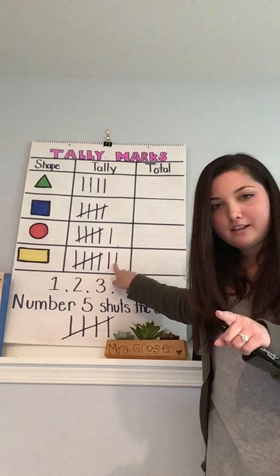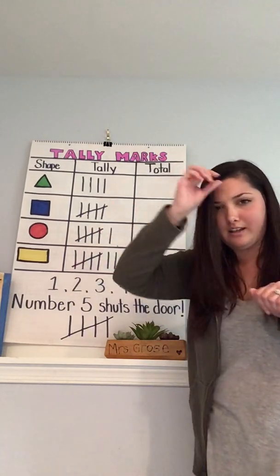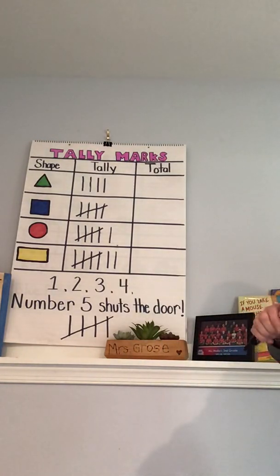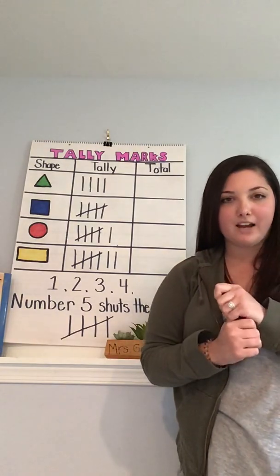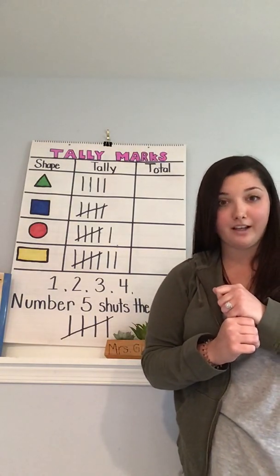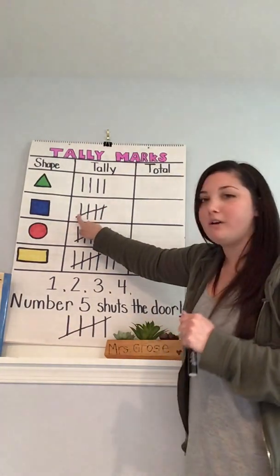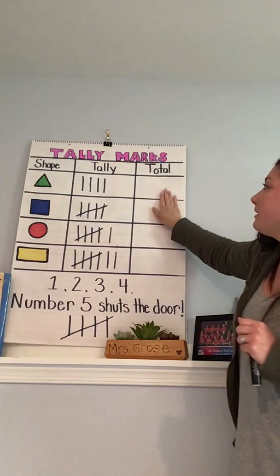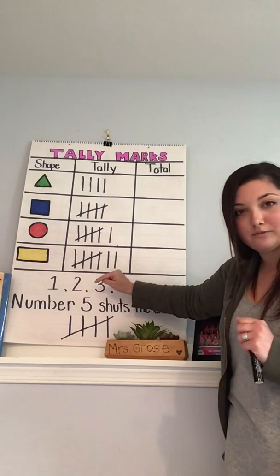Now I also want you to think, why do we use tallies? And why do we stop at 5? Why do you think we would do that? All right, so we use tallies and we stop them at 5 because it helps with our skip counting. If you see that there's a line going across, you already know that's going to be a group of 5. So when I go back and count my shapes to write my total, it's going to be quick and easy for me to see if I have a group of 5.